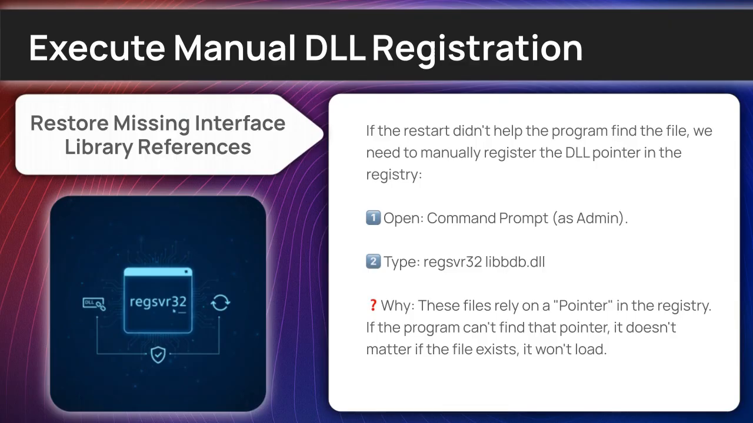If the restart didn't help the program find the file, we need to manually register the DLL pointer in the registry. First, open command prompt as admin. Second, type regsvr32, followed by your file name causing the error, then hit enter.